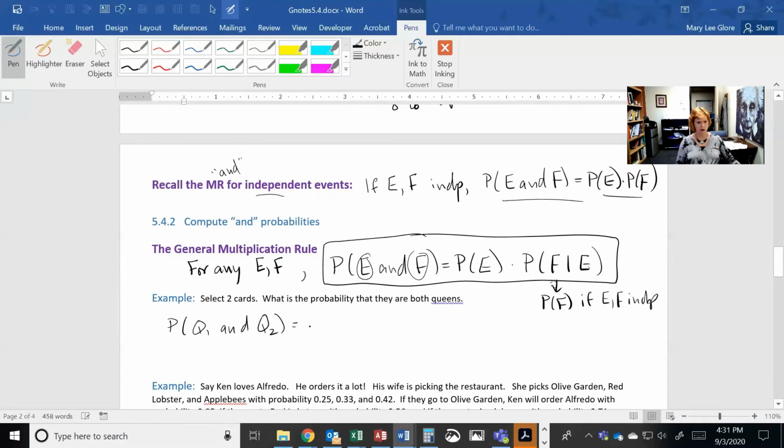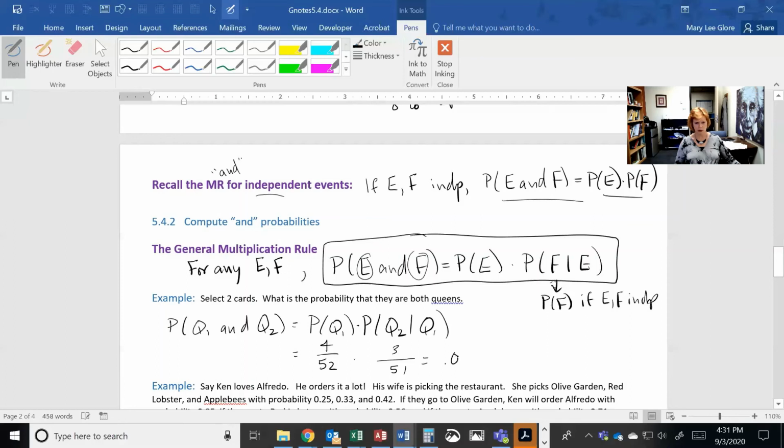All right, so this will be the probability that the first card is a queen times the probability that the second card is a queen given the first one's a queen. Probability the first one's a queen: there's 4 queens out of the deck of 52 cards. Given I already got a queen, I'm going to have 51 cards left, 3 of them are queens. So this is 4 over 52 times 3 over 51.